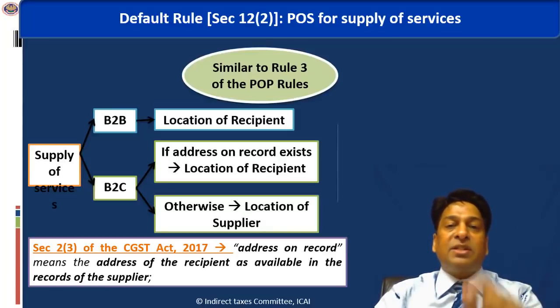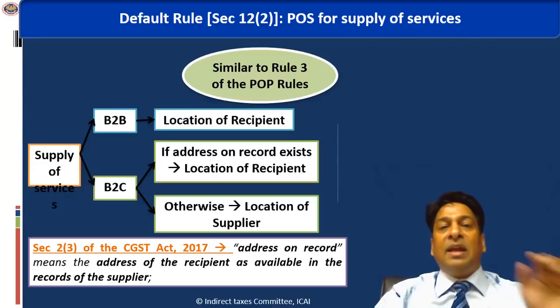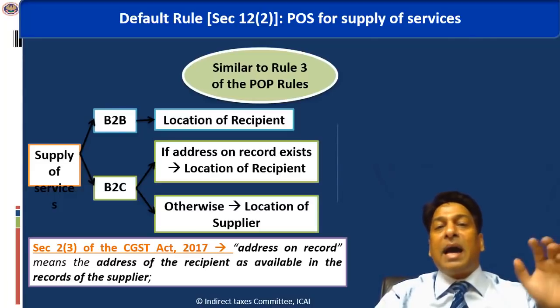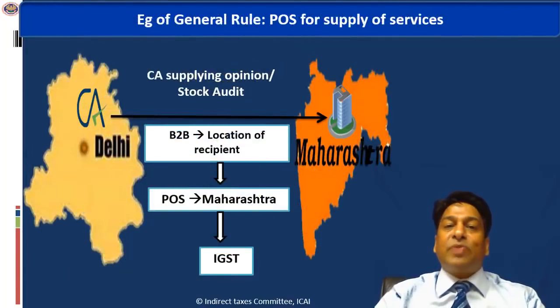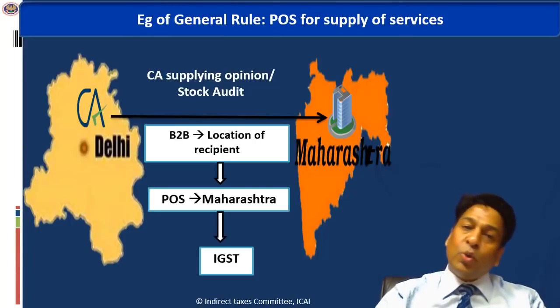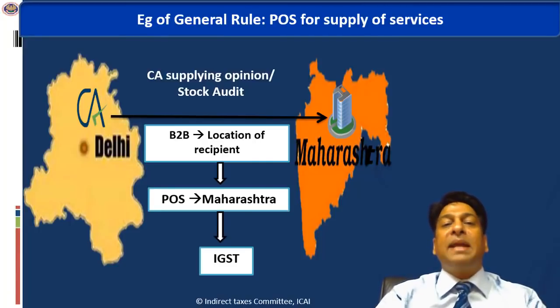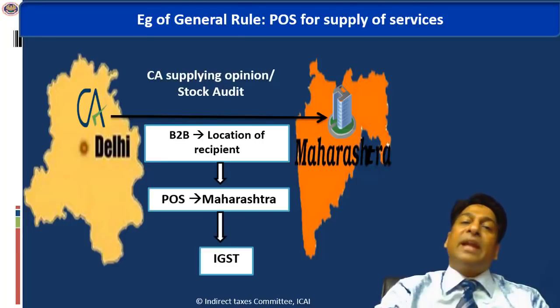And these provisions are aptly applicable to all chartered accountants. We all chartered accountants fall into the default rule. To explain this transaction, let's assume a chartered accountant registered in Delhi is giving opinion services to a client located in Mumbai, Maharashtra. So what happens? Would this transaction be intrastate or interstate?